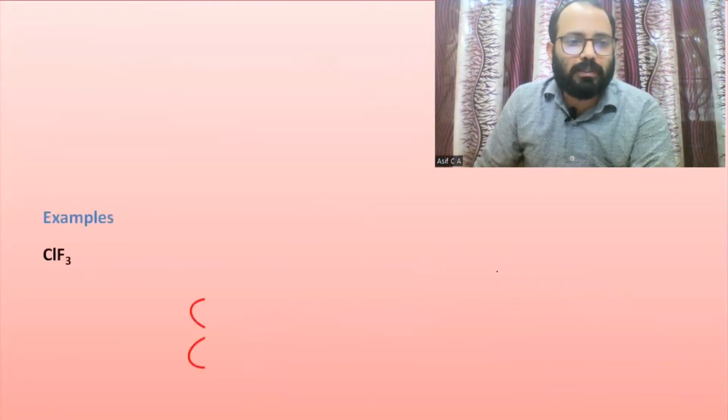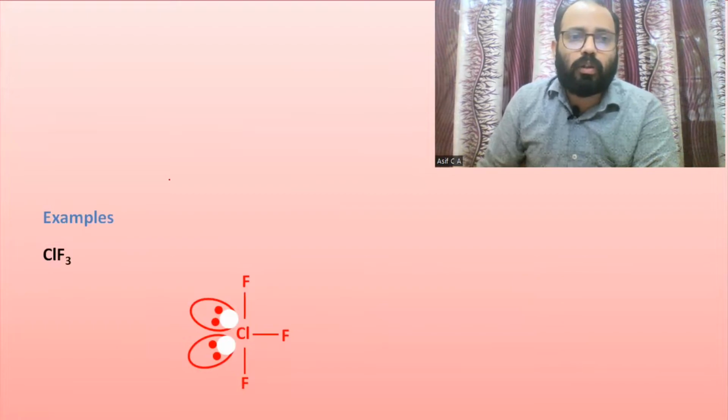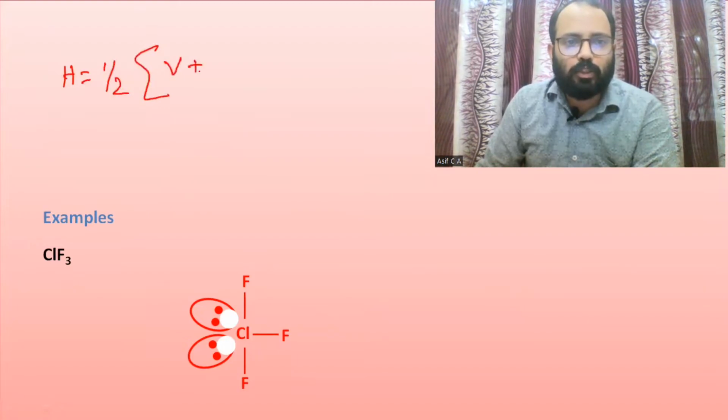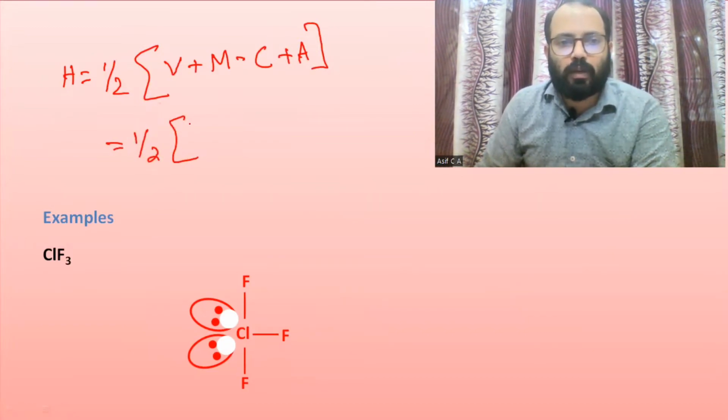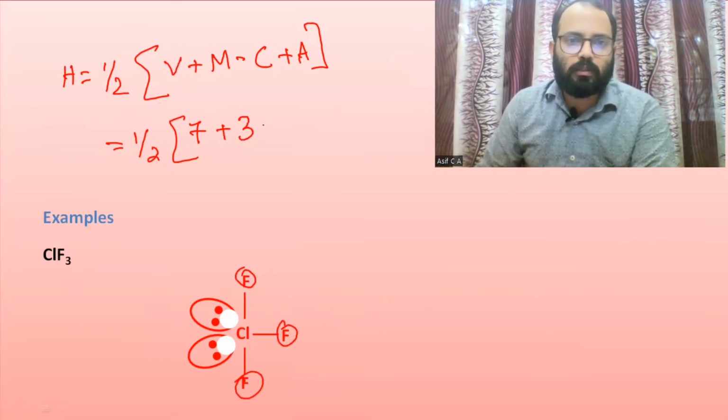Now look at another example, ClF3. Again, look at this structure. Remember, ClF3 is T-shaped. Now we'll be going with the equation. What was the equation? I'm again recollecting: half into valence electron plus monovalent atom minus charge of cation plus charge of anion. Half into valence electron, chlorine, halogen family, valence electron 7 இருக்கும். Monovalent atom, fluorine 3 பேர் இருக்குல்ல, 3 monovalent atom join பண்ணிருக்குல்ல, ஆமா fluorine is monovalent. So 3 monovalent atom இருக்கு. Charge of cation, இது cation இல்ல anion இல்ல, neutral இல்லையா? So 7 plus 3, 10, 10 by 2, 5.